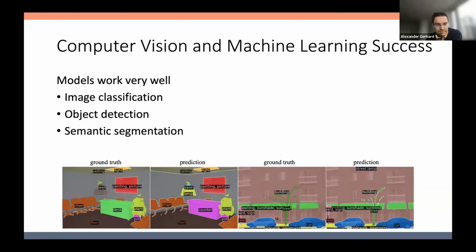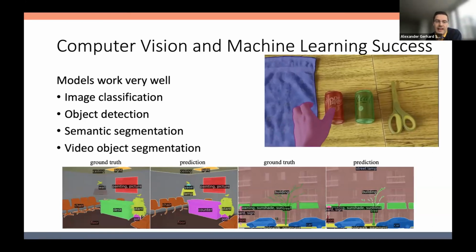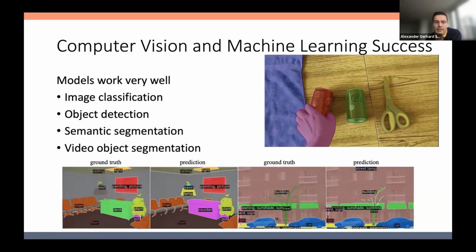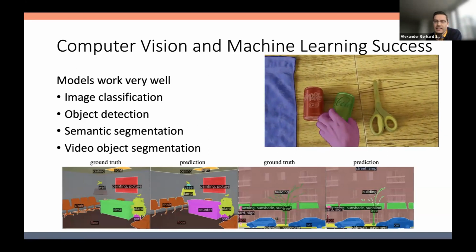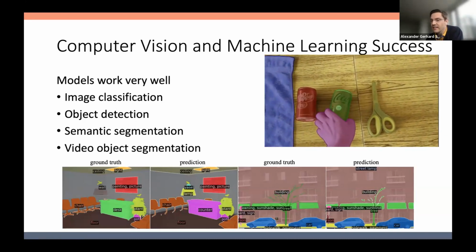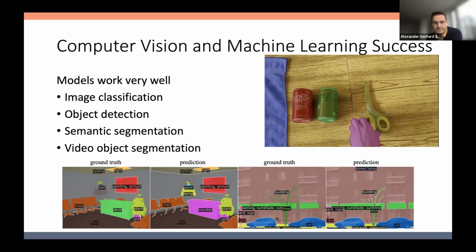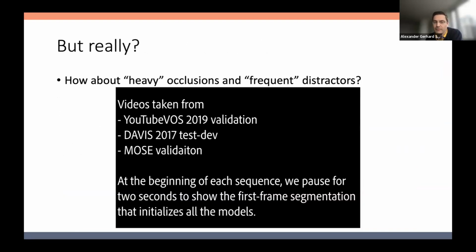Similarly, if we're looking at tasks like video object segmentation, these models perform remarkably well detecting and tracking and delineating and outlining objects. But if you look more carefully, are we really doing that well?